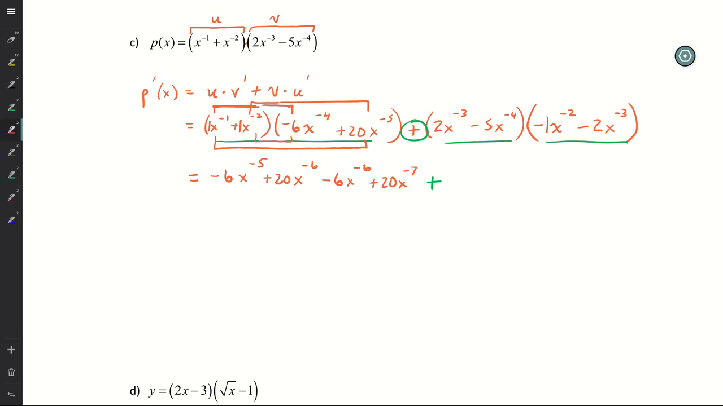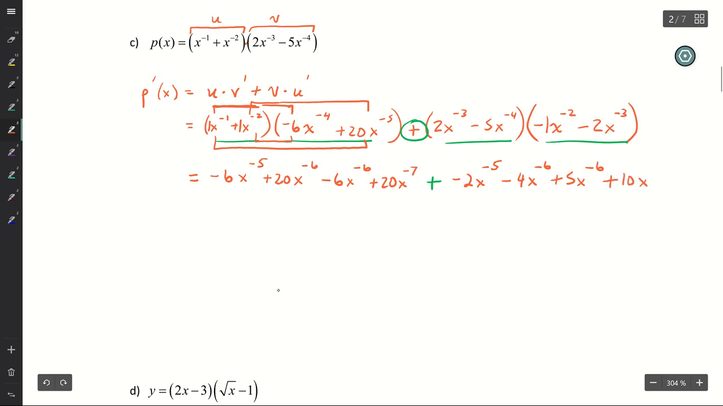I'm not going to draw the arrows on this one. When I do the first two, I'm going to get -2x to the -5. When I do the outer two, I'm going to get -4x to the -6. When I do the inner two, I'm going to get +5x to the -6. And then when I do the last, I'm going to get +10x to the -7. Okay, so we want to be really careful in here watching our signs. Obviously, it'd be really easy to make a mistake somewhere.